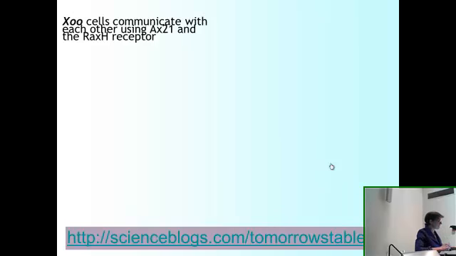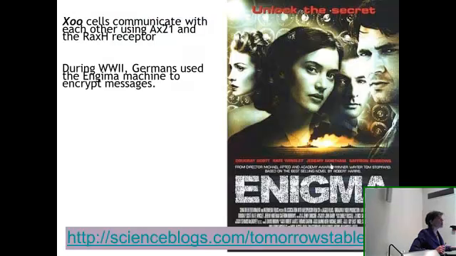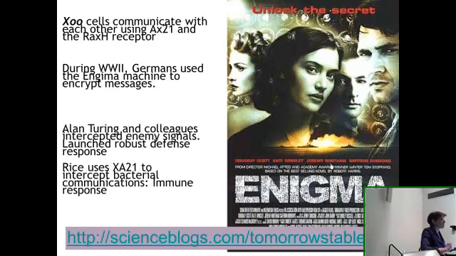XOO cells communicate with each other using Ax21 and the RaxH receptor. So they're busily talking to each other, plotting their strategy, planning to attack. Now, this is very similar to what was going on in World War II. During World War II, the Germans had developed coded messages using the Enigma machine, and they were encrypting their messages and sending them back and forth. But the British had figured out a way to intercept these communication signals, and many people believe the work of Alan Turing and his colleagues really hastened the end of the war and the Allied victory.